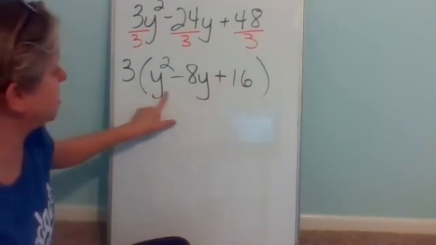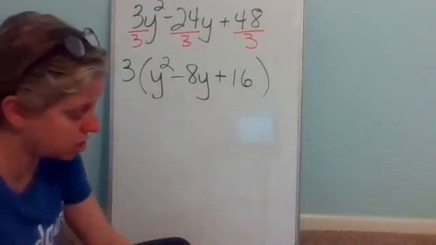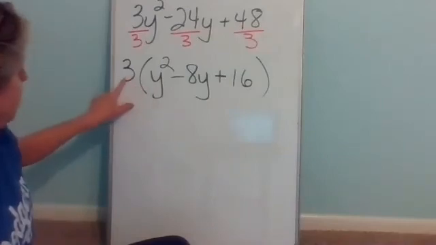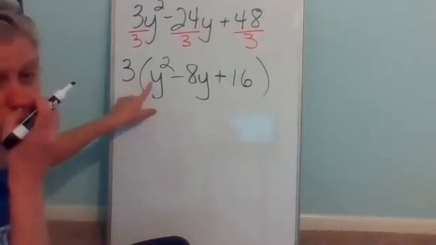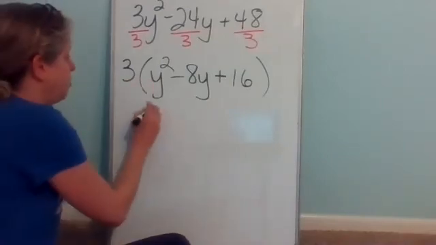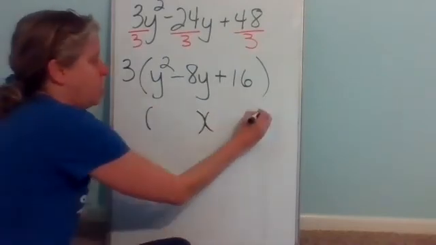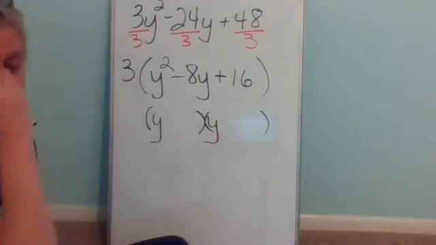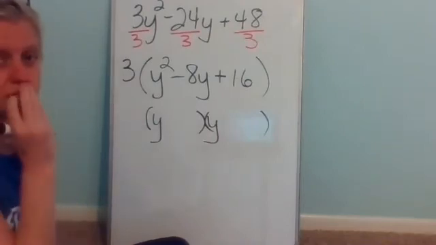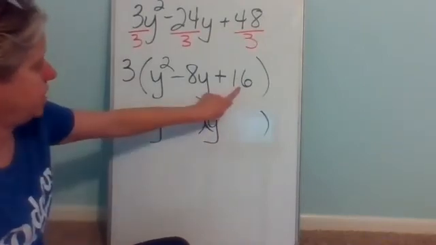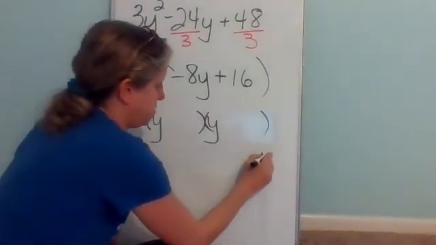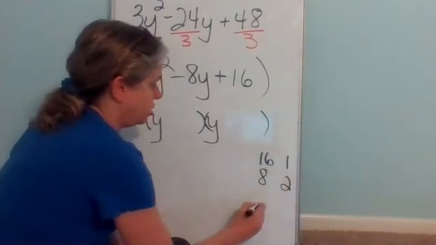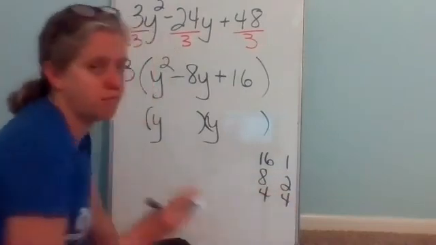I need to see if what's left in here will also factor. Luckily for us, when I pulled out that 3, it just turned it to y², which is good. That's what we like because there's only one way to multiply to get y², y and y. I need to multiply to 16. So let's see my options. 16 and 1, 8 and 2, 4 and 4.